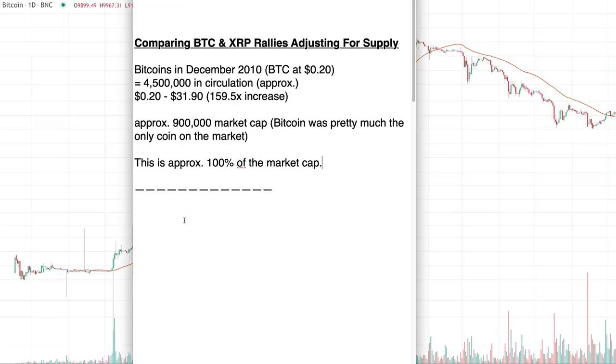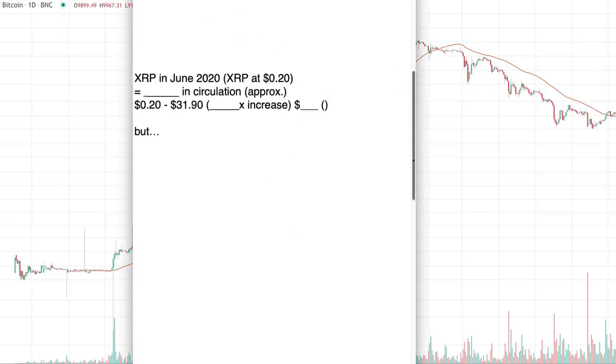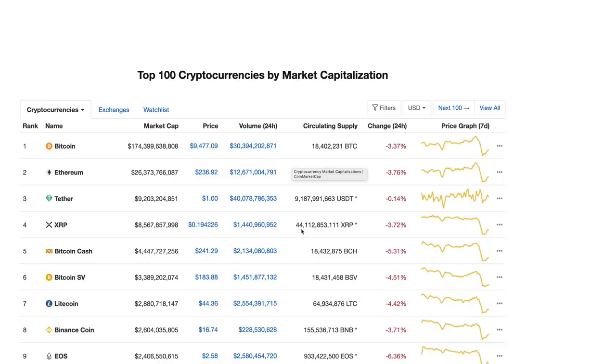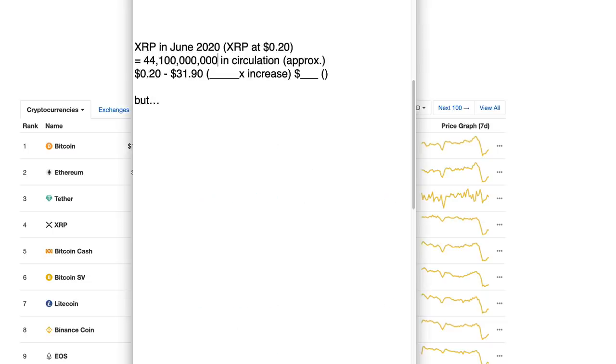$31.90. So how does that relate to XRP and how are we going to adjust these numbers? So XRP in June 2020, right now we're seeing XRP at roughly 20 cents, give or take. Yesterday was at 20 cents. And the circulating supply of XRP, well, we know that the circulating supply right now is roughly 44 billion 100 million, okay? I'm not going to use the exact number. I'm using approximations. We know it is about 44.1 billion XRP. That is what is circulating in the ecosystem today. And that's being fairly generous because we do have to remember that not all 44.1 billion XRP are circulating.